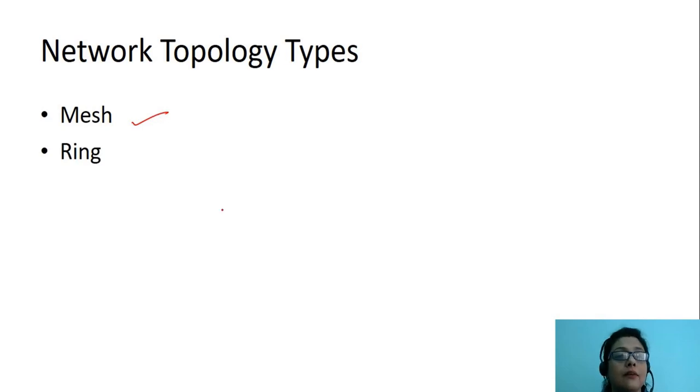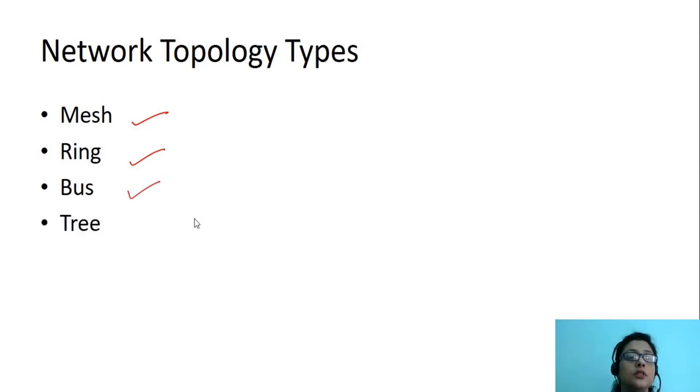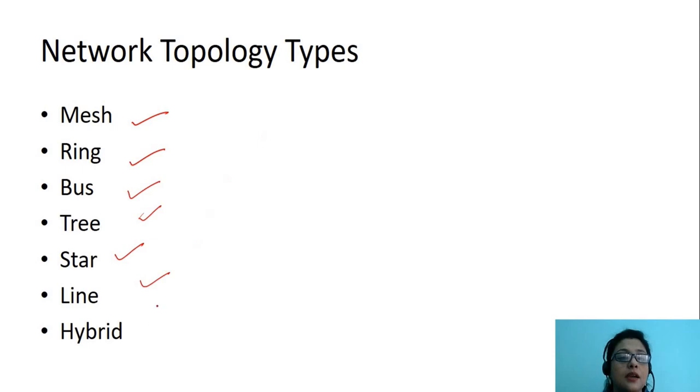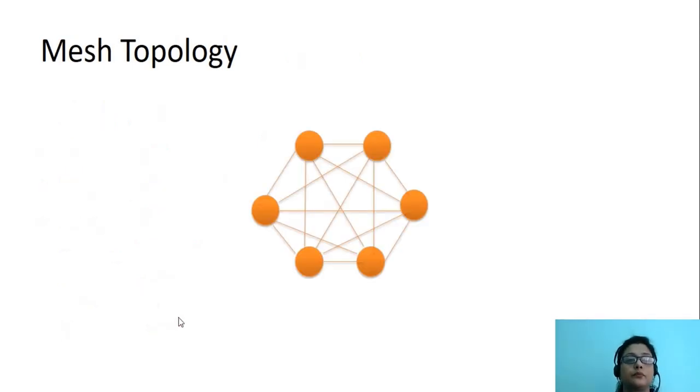What are the network topology types? We have mesh topology, then we have ring topology. After that, we will learn about bus topology, then tree topology. After that, star topology, line topology, and hybrid topology. Let's learn them one by one.